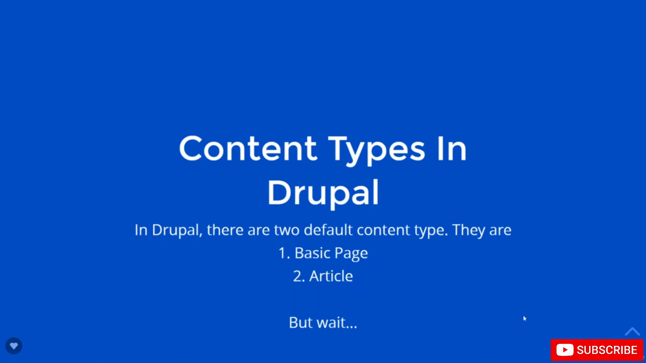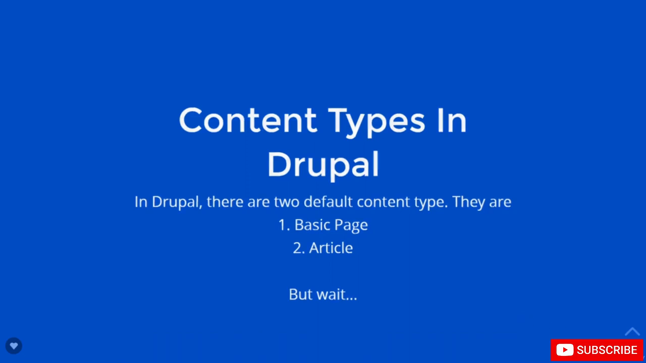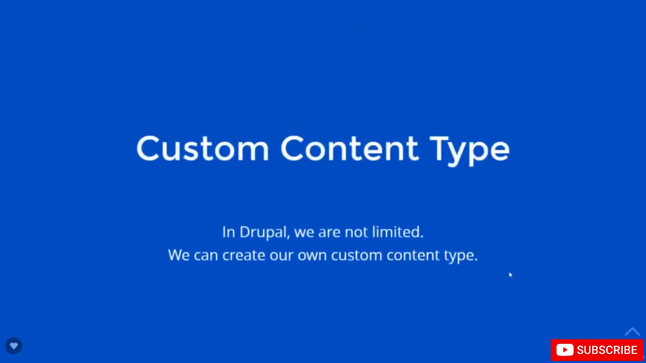But wait, with Drupal there is always something more. In Drupal we can create our own custom content type. If you remember in the introduction to Drupal section, I told you that in Drupal we are not limited. In Drupal we can create our own custom content type, which is not possible with other content management systems. And that is what we are going to do. We are going to create our own custom content type, and we are going to do that in the next video.